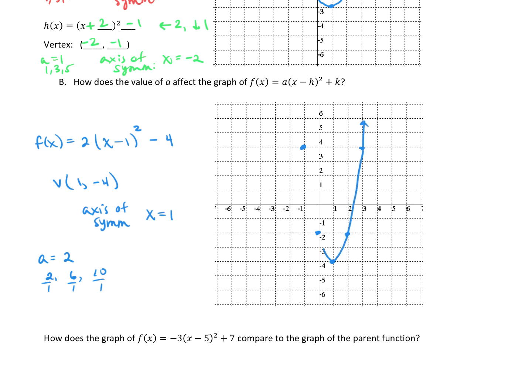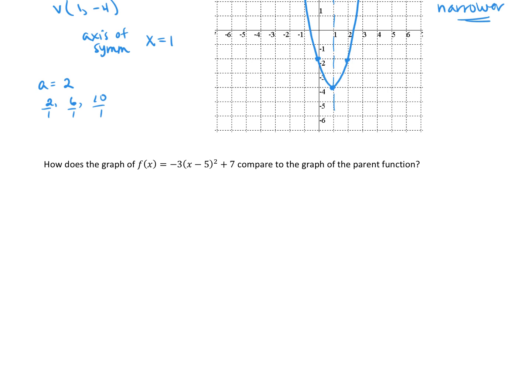So what do you guys think? Did this one have a stretch or a compression? Did this graph get narrower or wider? You can go ahead and sketch in that axis of symmetry too, right there at x equals 1. So because our a value was bigger than 1, this one had a vertical stretch. I'm just going to put vertical stretch, which means that our parabola got narrower.